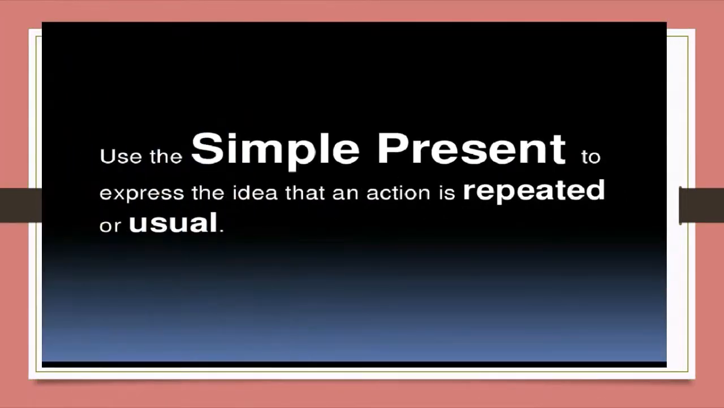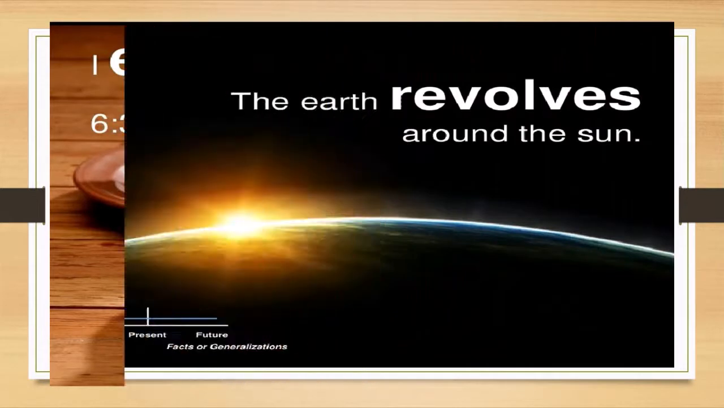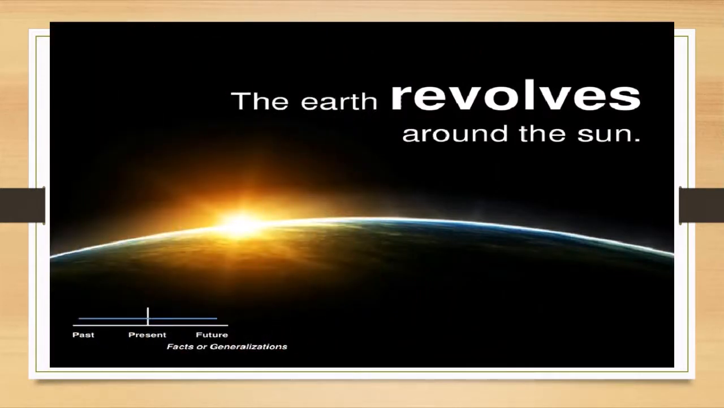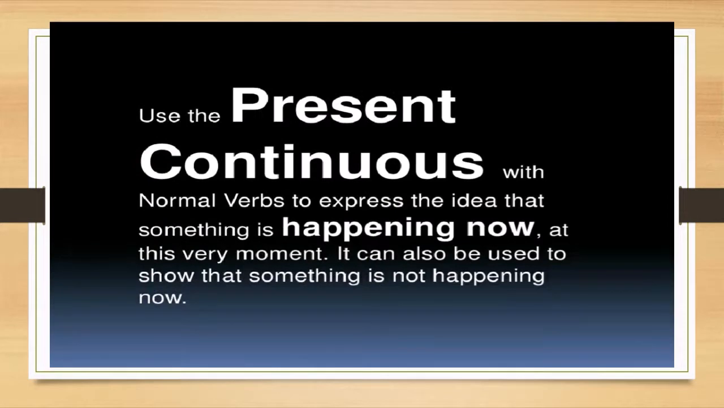Now, simple present tense. Simple present tense is used to express the idea that an action is repeated or usual. Okay. Now, for example, I eat breakfast every morning at 6:30. I go to work every day. The earth revolves around the sun. These are all examples of simple present tense.